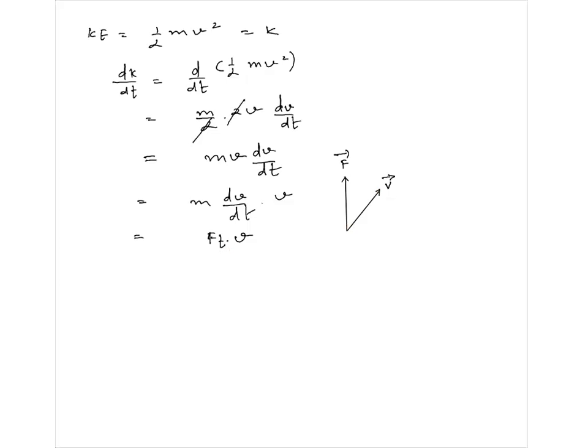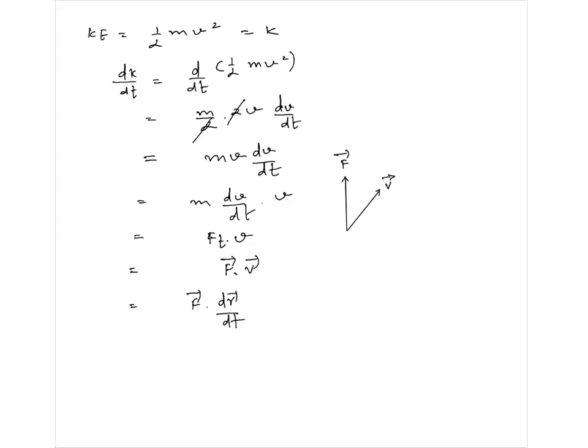We can use dot product also. Dot product also gives you the same result, fv cos theta. Here in place of ft, what would you write? F cos theta. So f cos theta into v, and f dot v is also fv cos theta. So actually they are the same. So dk by dt is f dot v. V is the velocity, and velocity is dr by dt. So f dot dr by dt.